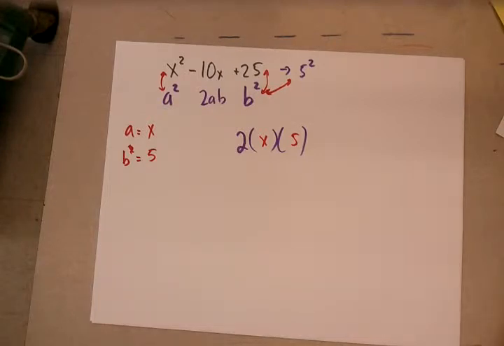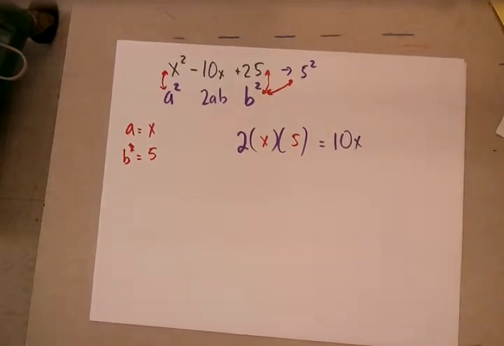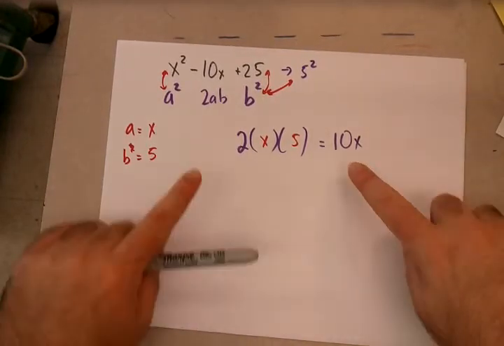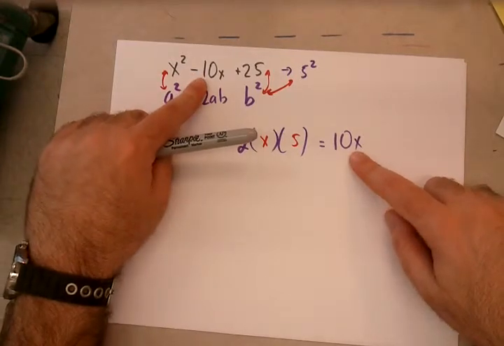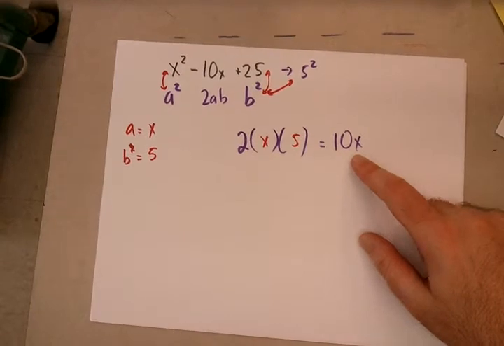Let's see here. We have 2 times x is 2x, times 5 is going to be 10x. Alright, so now let's see if this and this match. Well, the values do, but this is positive and this is negative.